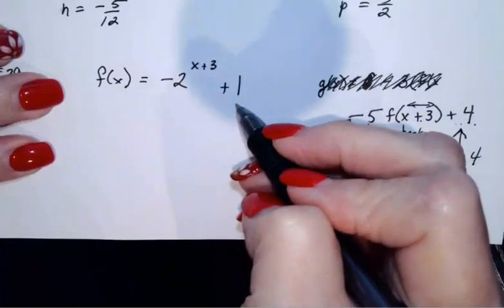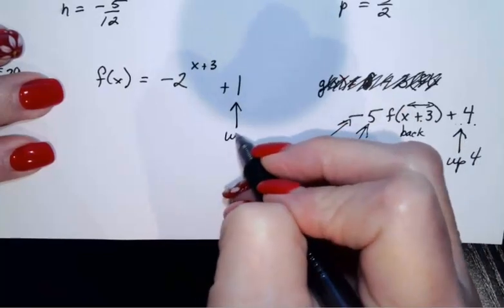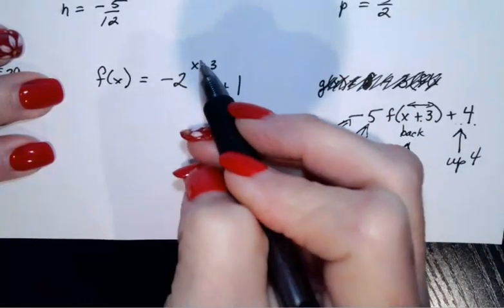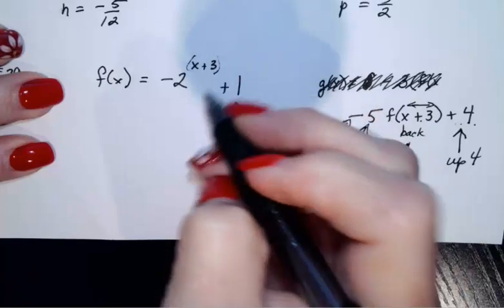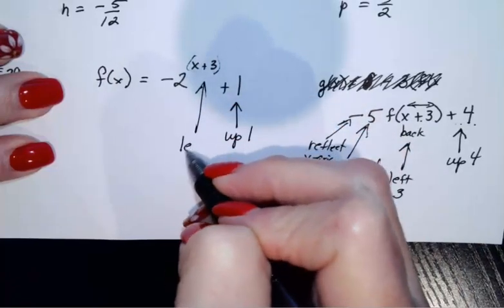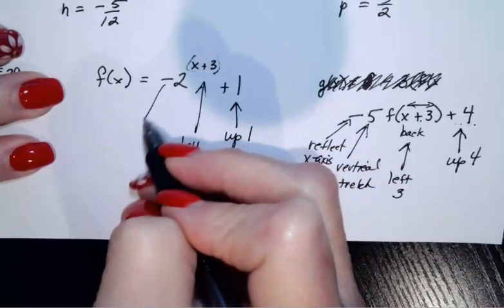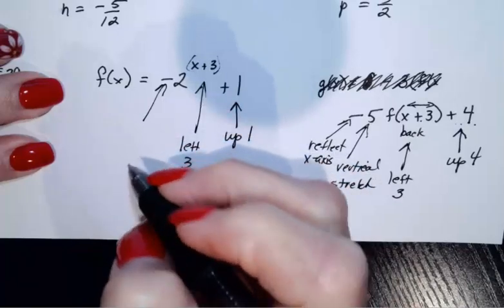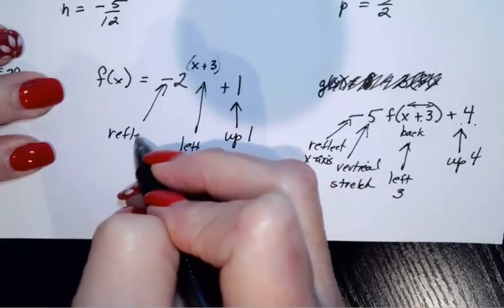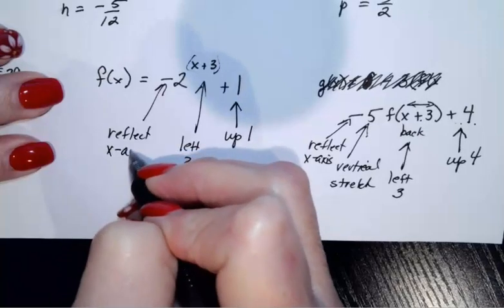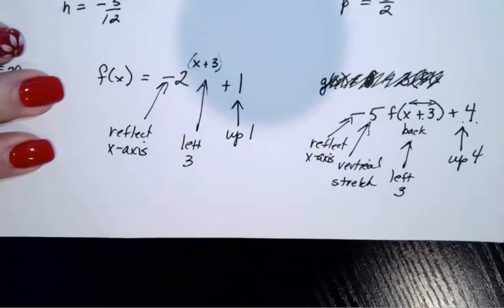So let's go over here. Plus 1, up 1. Inside the function, that means left 3. Outside the function, that means reflect over the x-axis. That's just reading. You have to read those. Now you can try to look them up on the graphing, but it's really hard to see. You need to just know those things.